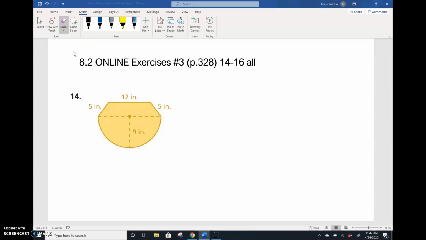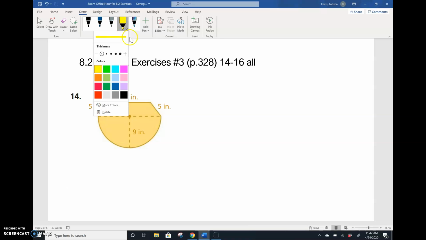So the first problem, problem number 14, you have to find the perimeter of this composite figure here. Looks like you have a trapezoid and a semicircle. So there are two different sections that you need to take into consideration. This first I'm highlighting in yellow. This is the perimeter where they give us the dimensions. We know the length, so it's easy for us to add up those three numbers to get that length.